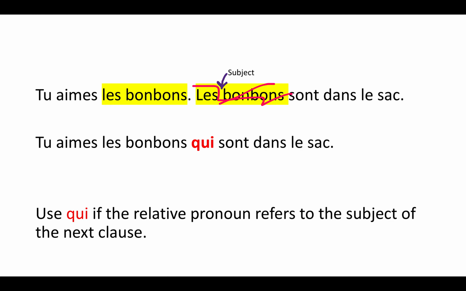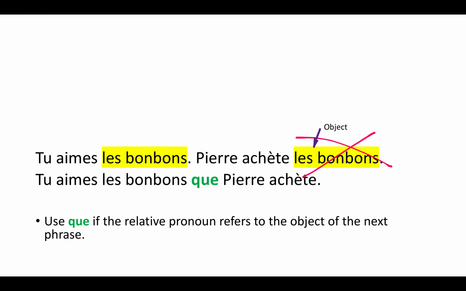So let's look back at those examples. Tu aimes les bonbons? Les bonbons sont dans le sac. So look at the second sentence. Les bonbons sont dans le sac. Les bonbons is the subject of that sentence. When you join the two sentences together, it's basically two clauses. Tu aimes les bonbons qui sont dans le sac. We used qui because the relative pronoun is referring to the subject of the second clause.